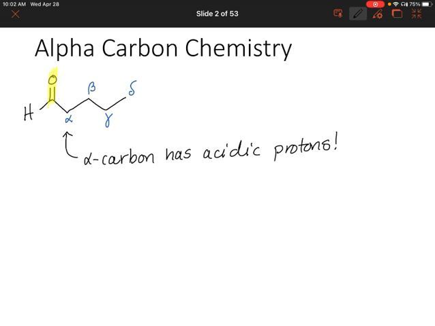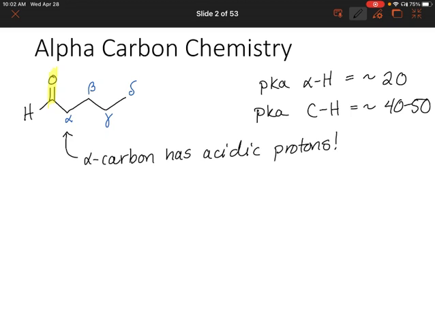So potentially we could do some chemistry there. In particular, the pKa of an alpha proton is about 20, and let's compare that to a typical proton on a typical carbon atom. That would be about 40 to 50. Remember, the lower the pKa value, the more acidic something is. So a proton on that alpha carbon, which is next to a carbonyl group, is going to be more acidic.